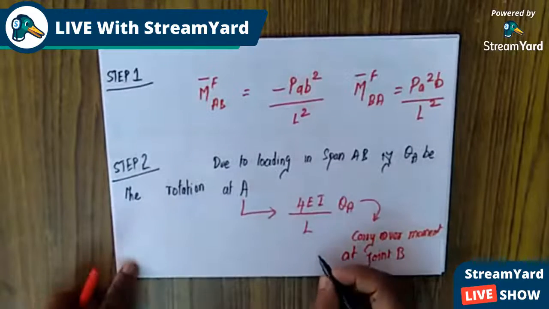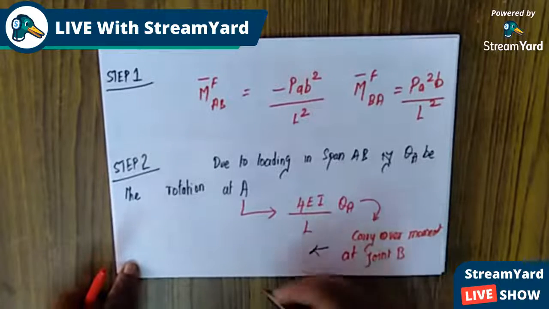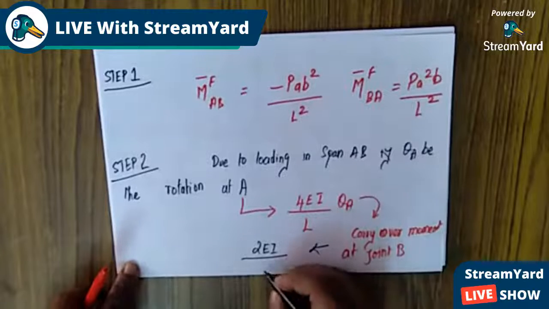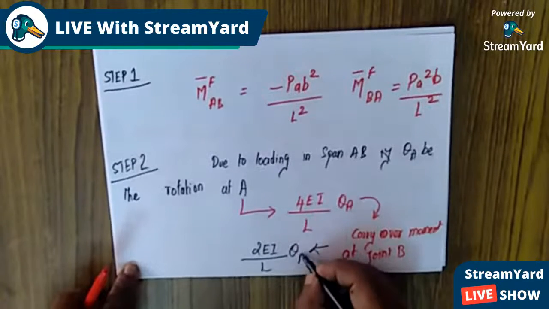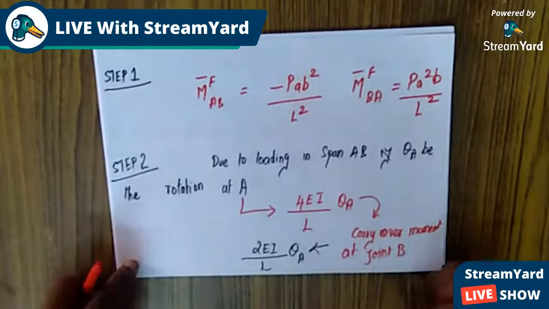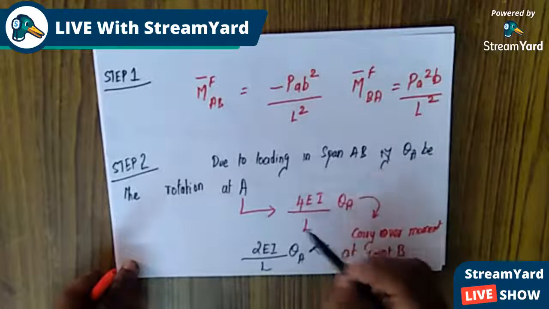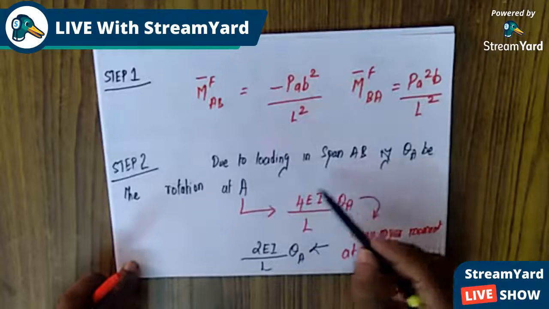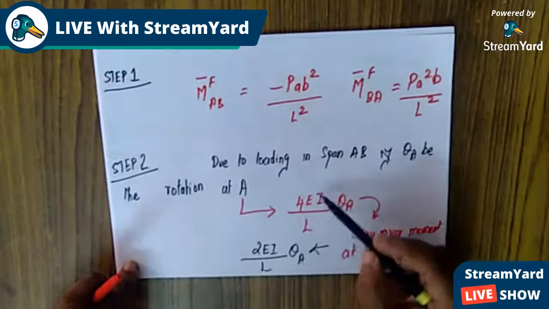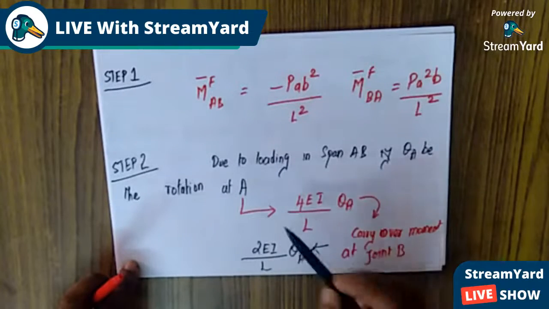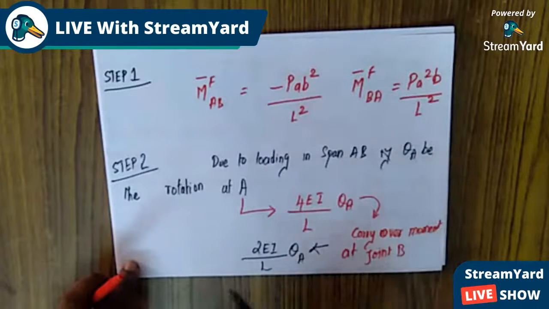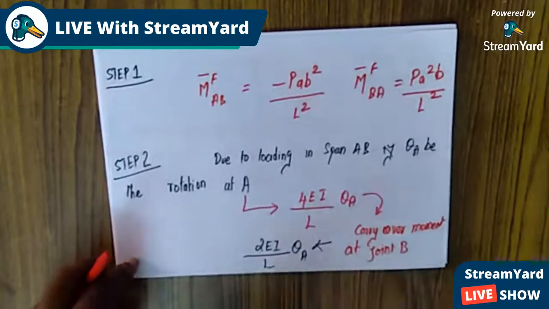The carryover moment will be 2EI/L multiplied by theta A. This is the moment that is developed due to the rotation at joint A, and due to this developed moment there will be a carryover effect, and because of this, a carryover moment will be developed at joint A, equal to 2EI/L theta A.